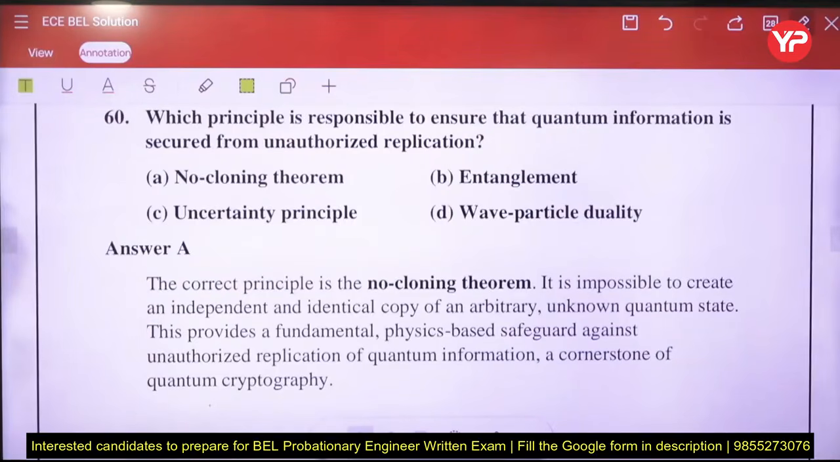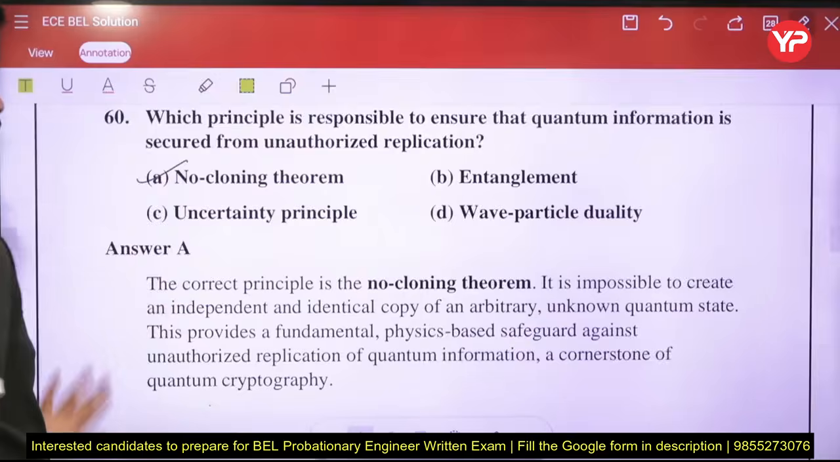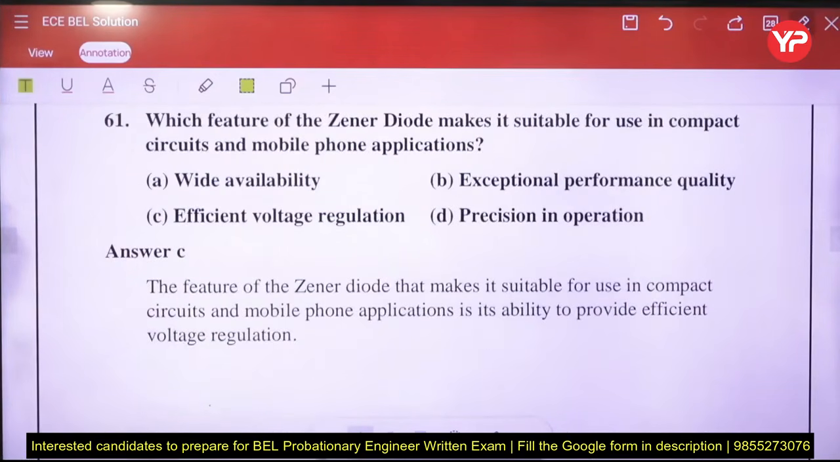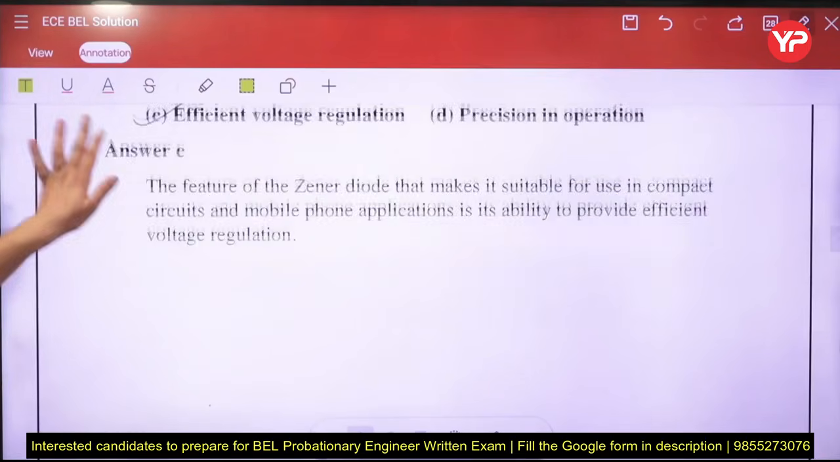Which principle is responsible to ensure that quantum information is secured from unauthorized replication? The no cloning theorem. No cloning means we are not making any clone of the message, so the no cloning theorem is used for that purpose. Which feature of a Zener diode makes it suitable for compact circuits and mobile applications? The main feature is that it can do voltage regulation. So the answer will be C.